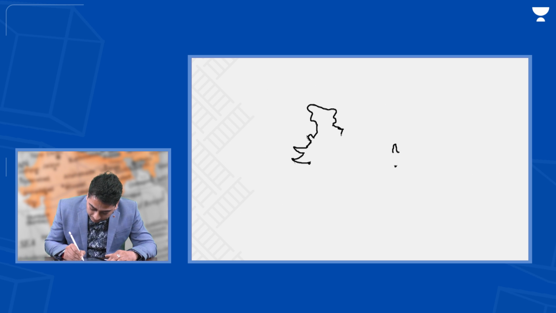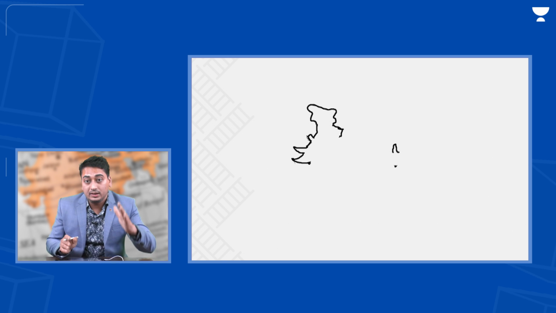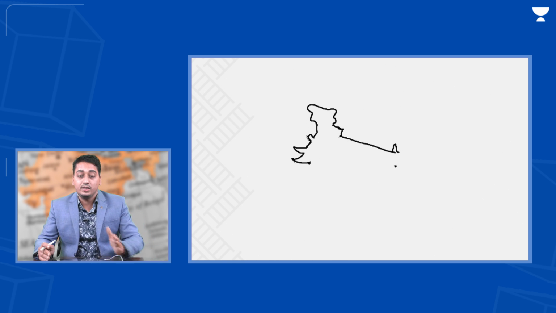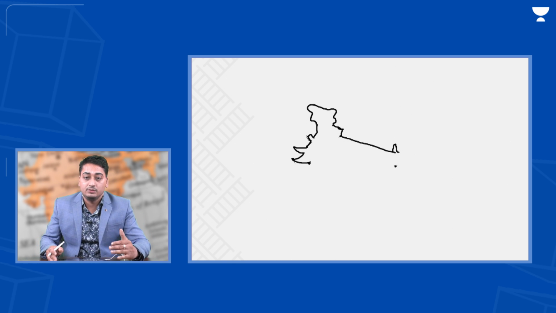After making Jammu and Kashmir, we have to make Uttarakhand. This way a spacing is there. The space between Uttarakhand and Sikkim is the place where Nepal is located. So we give space for Nepal here. This way the upper part of India is mostly made.